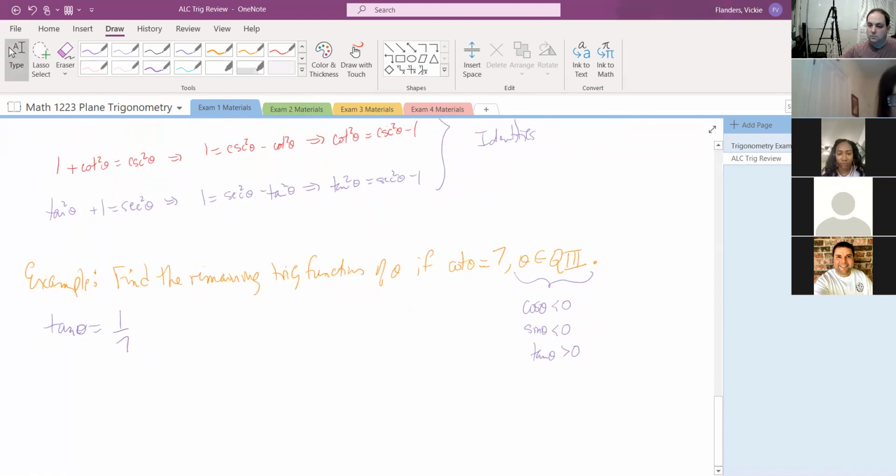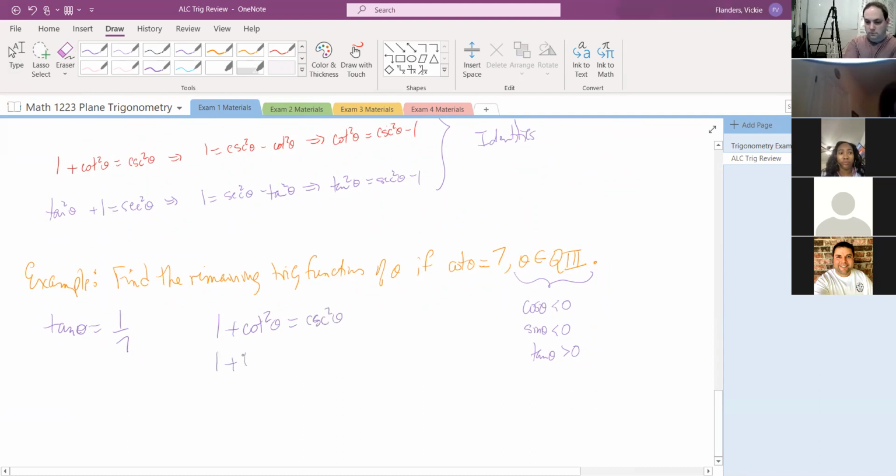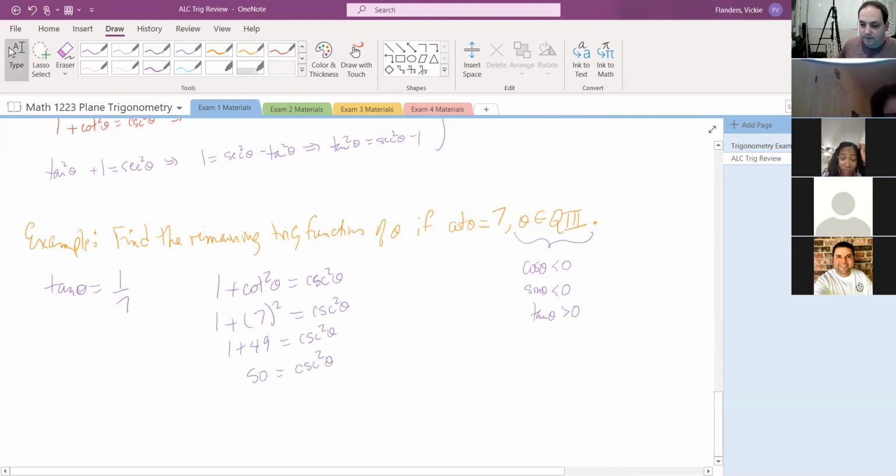Now I could use the 1/7, but I had to achieve that myself, so I'd rather not, but I could. But I'm just going to go ahead and use the 1 plus cotangent squared theta equals cosecant squared theta. So 1 plus 7 squared is equal to cosecant squared theta. So this is 1 plus 49, which is 50. Last time I checked, it was 50. So I get that the square root of 50, or plus or minus, I should say, is cosecant of theta.